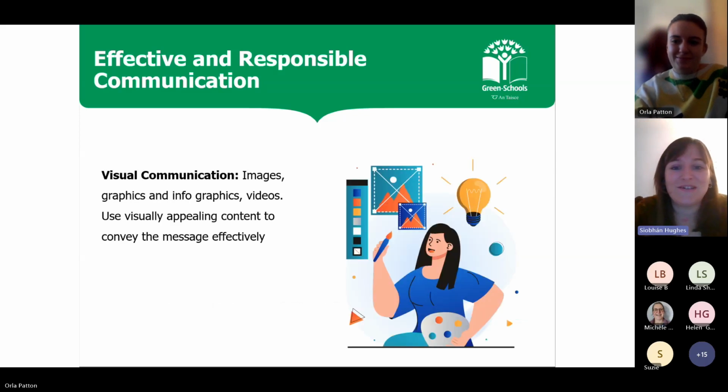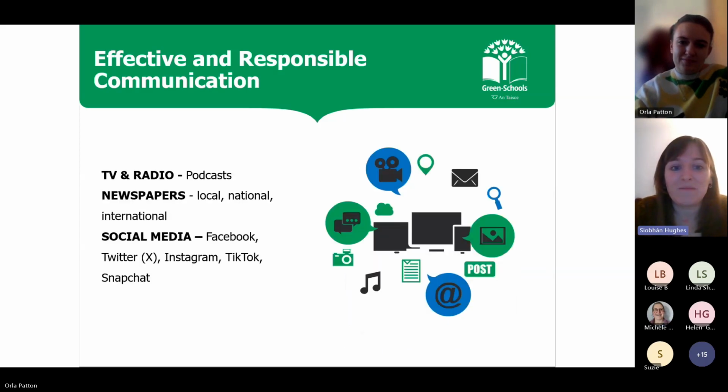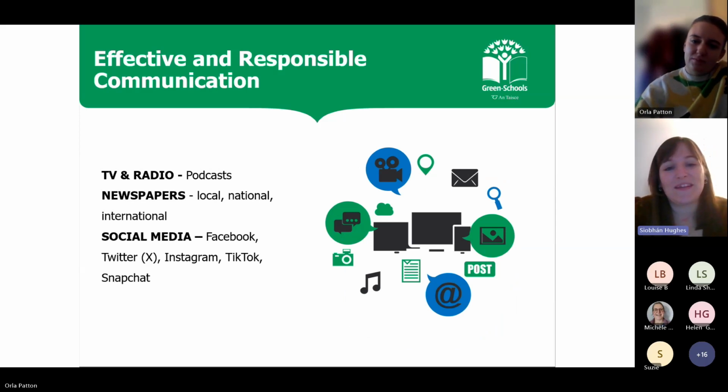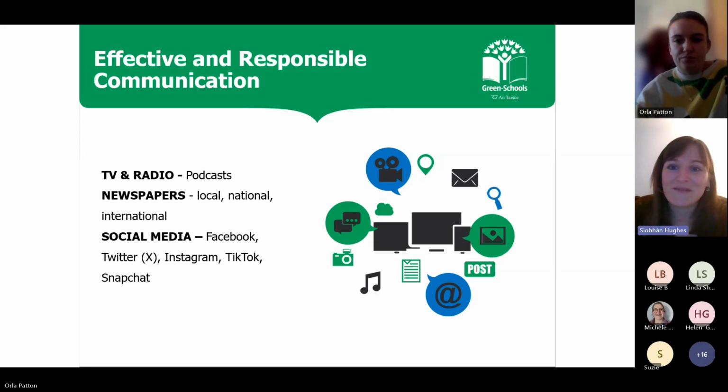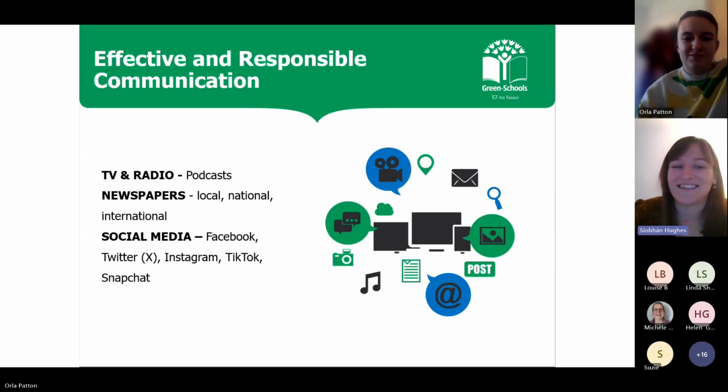Yeah. So like I was saying, visuals are great. And Orla will be talking about this a bit in a while as well. But it's a really good way to just inspire people. Other types of communication then would be, you've got your TV and radio, which might not be as easy to get onto, but local radio stations are great, especially for schools. So if anybody is keen to get their voice out there, it's a great platform to inform your wider community.